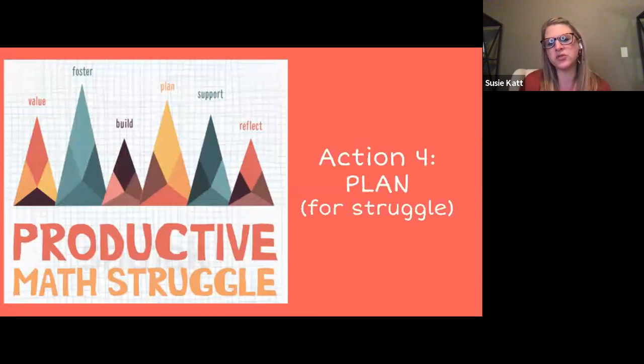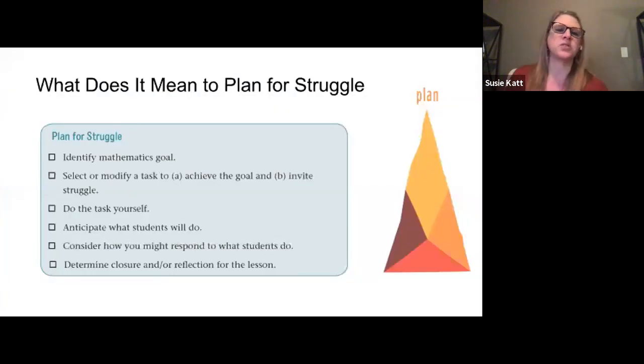So can we plan for struggle? What does it mean to plan for struggle? Well, like I said earlier, as I started, I didn't really think we could plan for struggle. I thought it was just one of those in-the-moment aha learning opportunities. Rather, I just really had to be armed and ready for when it happened, right? And so like, okay, I hope struggle happens today. I'm gonna be ready for it.